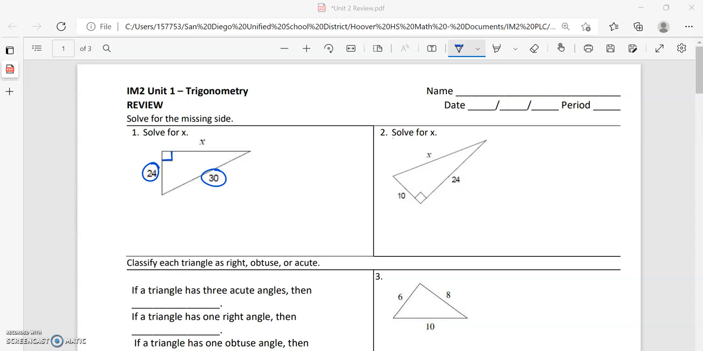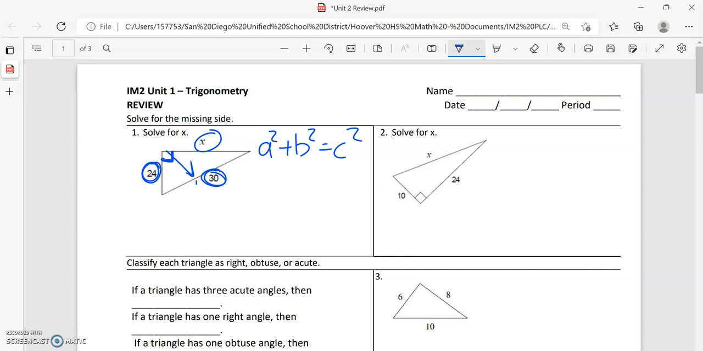All right, solve for the missing side. It says solve for x, and you can see I have a right triangle, and I have two known sides, which means I can find the third side by using Pythagorean Theorem. So we'll do that with a squared plus b squared equals c squared.